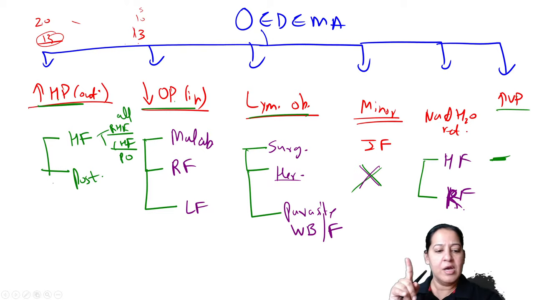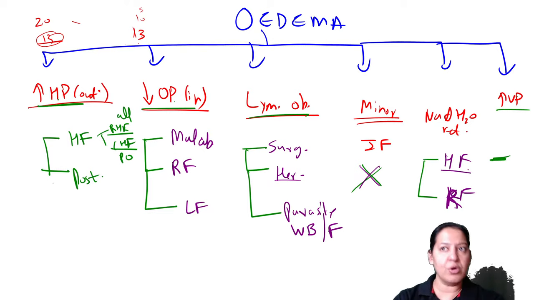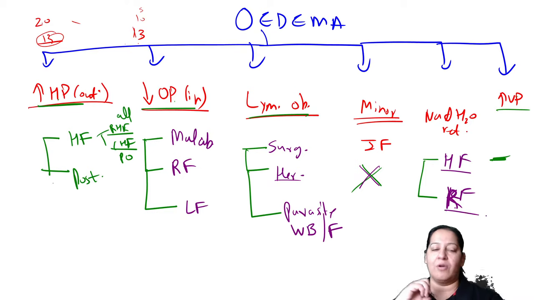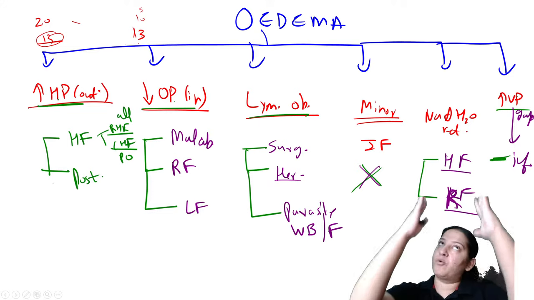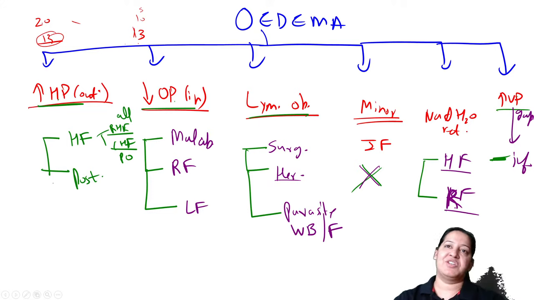Yes, I have explained to you, sodium water retention occurs in heart failure also. Sodium water retention occurs in renal failure also. Give me a thumbs up. Very good. And last is inflammation. Increased vascular permeability, that is gap formation. The gaps are formed in the lining of the blood vessel. Through that gap, the fluid and the protein go out. So that occurs in inflammation.